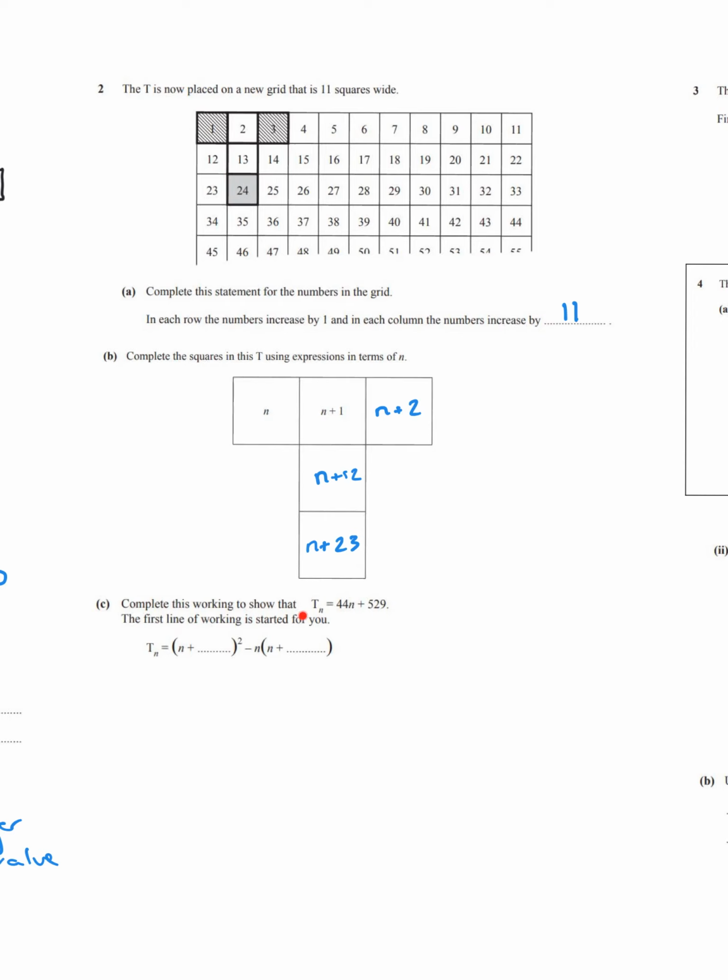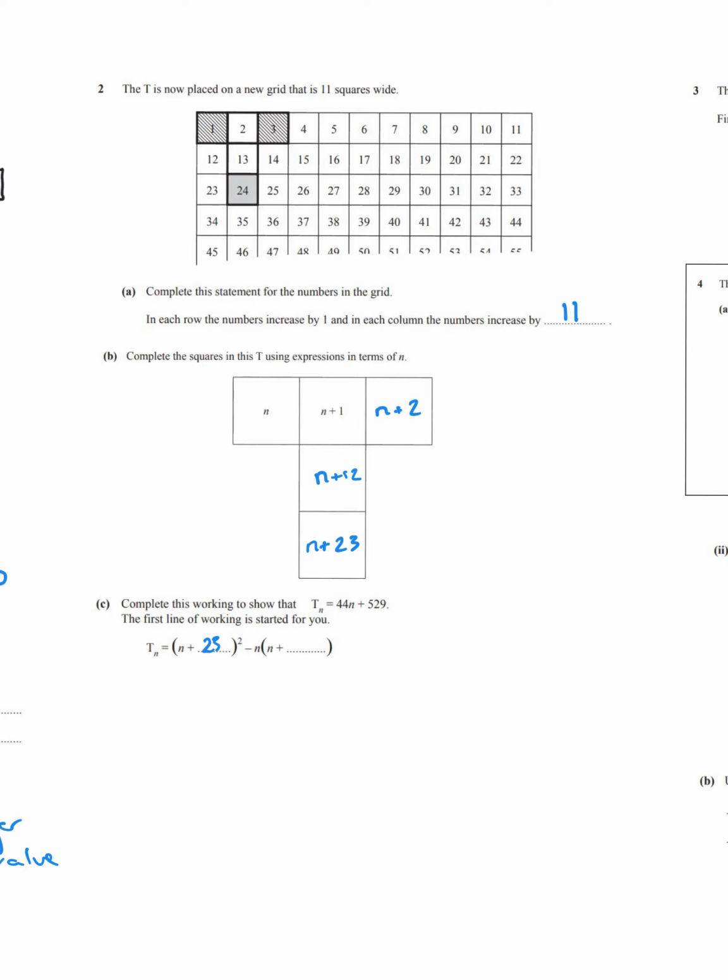Okay, part C then. Complete this working to show that t of n equals 44n plus 529. The first line of working is done for you. So t of n will equal n, what did we square? Let's just think about this. We squared this thing here, n plus 23. It was the bottom value, wasn't it? So n plus 23 is going to be squared.